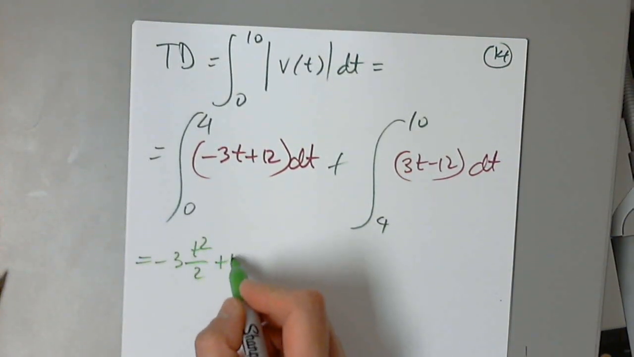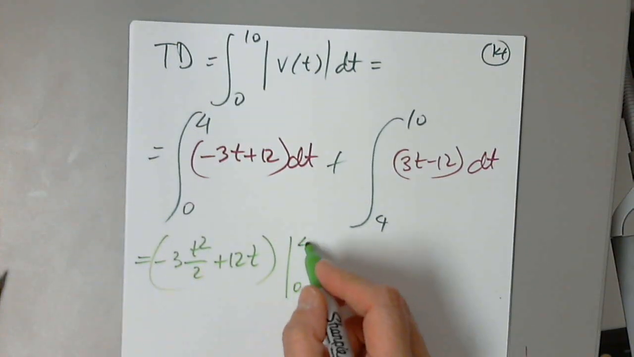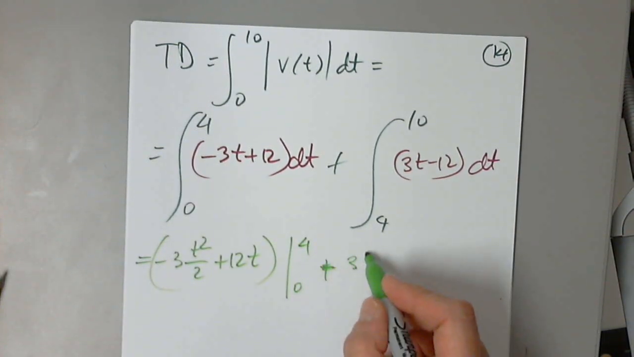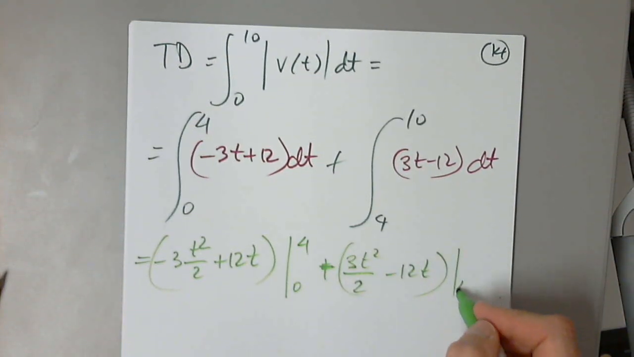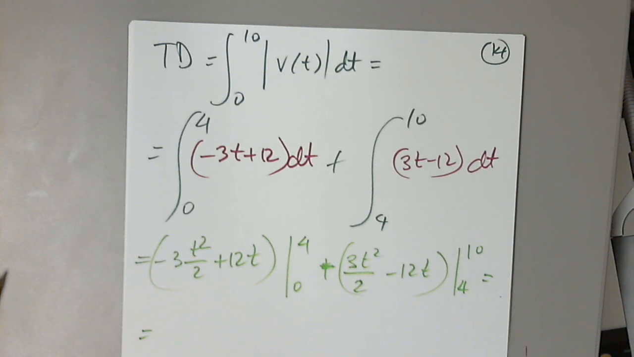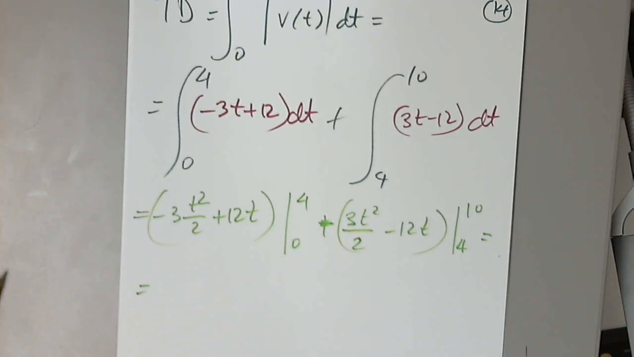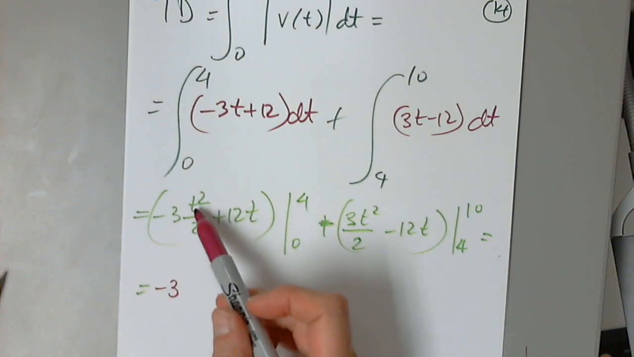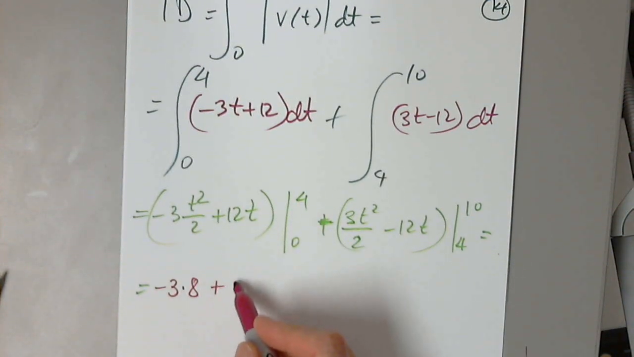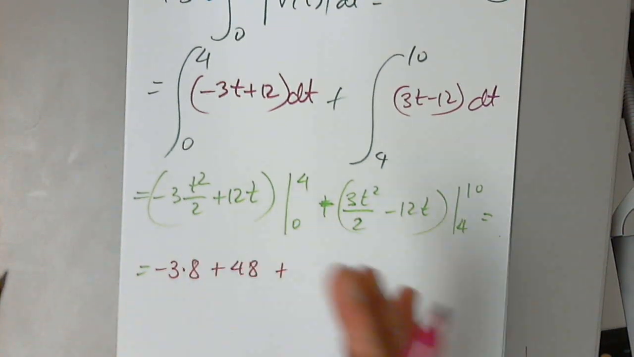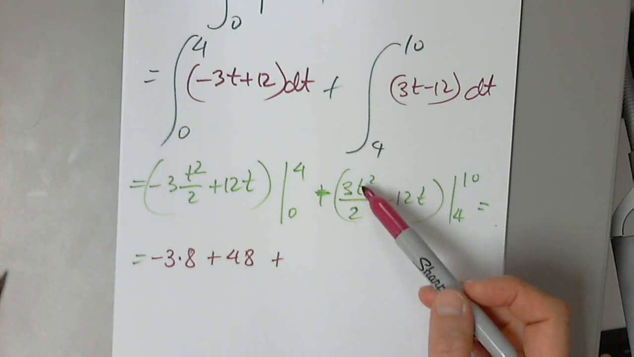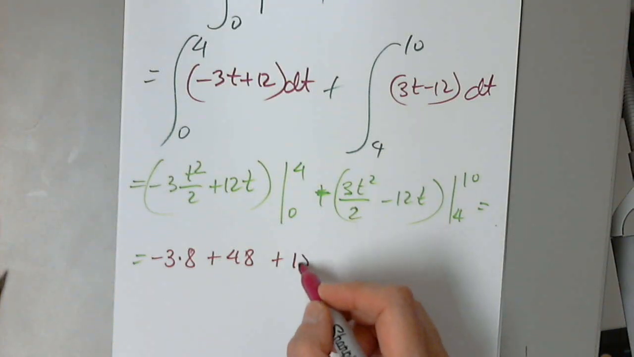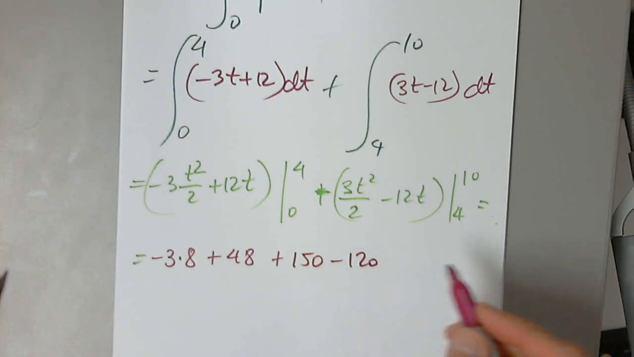-3t squared over 2 plus 12t from 0 to 4, plus 3t squared over 2 minus 12t from 4 to 10. Luckily for the first one, I only have to put in 4. So -3 times 4 squared is 16, divided by 2 is 8, plus 48. And I don't have to plug in 0. Now when I plug in 10, 100 divided by 2 is 50. 50 times 3 is 150, minus 120.